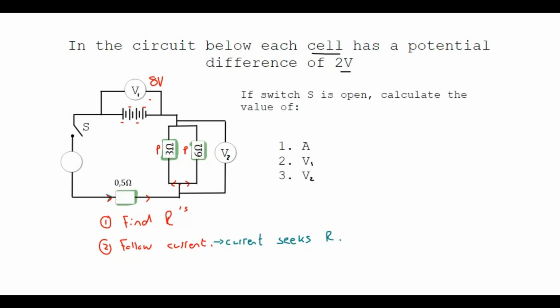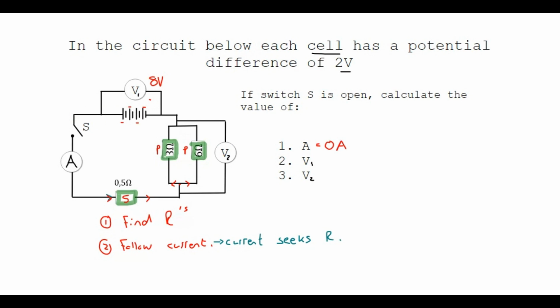They'll say to you, if this switch S is open, calculate the value of, and then they give you 3 things there. Your ammeter reading A. Okay, so let's just quickly discuss this. If current comes out of the battery and the switch is open, it can't go further, so A is going to have a reading of 0 amps.